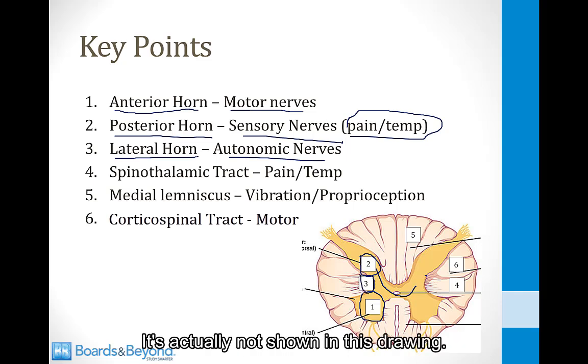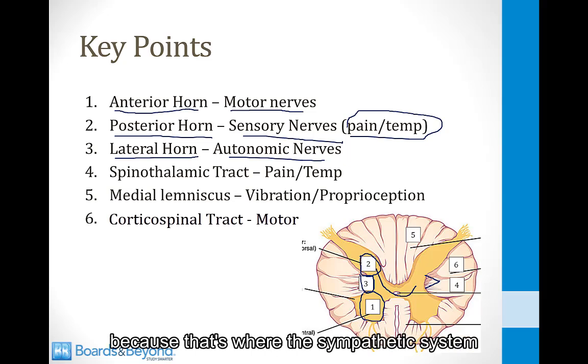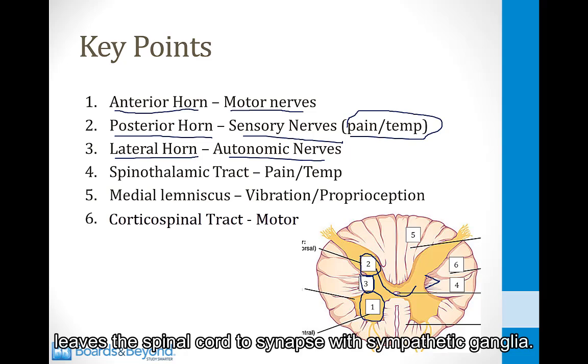It's actually not shown in this drawing. It would be a little bump here on the lateral portion of the gray matter. And the lateral horn is only found in the thoracic portion of the spine because that's where the sympathetic system leaves the spinal cord to synapse with sympathetic ganglia.